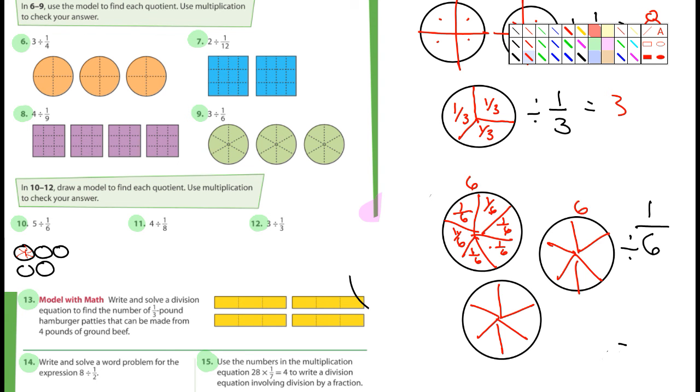I keep the 1 as 1. The division becomes multiplication, and I flip the 1/4. And watch what I do here. So 1, okay, and then I flip it. It's not 1/4, it's 4 over 1.